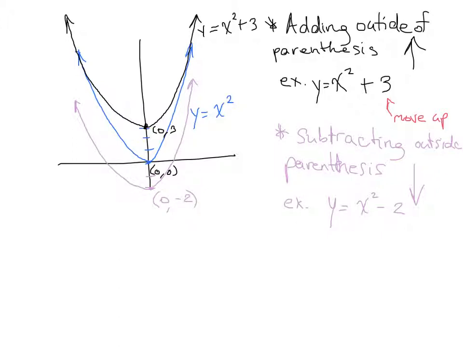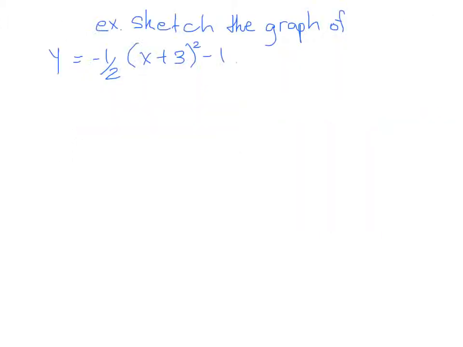All right. Well, this doesn't become very interesting until you start seeing it all together. So let's do an example and then call this one complete. Okay, so all kinds of instructions are in this function. So this half tells us that the graph is slightly wider than the normal y equals x squared. This negative sign tells us that the graph is flipped upside down.